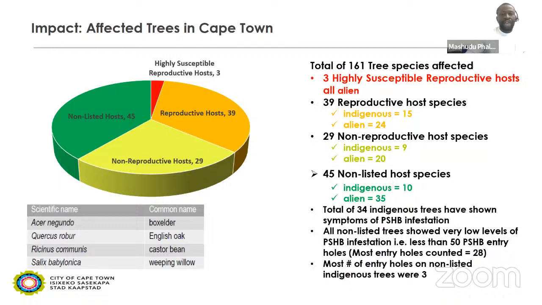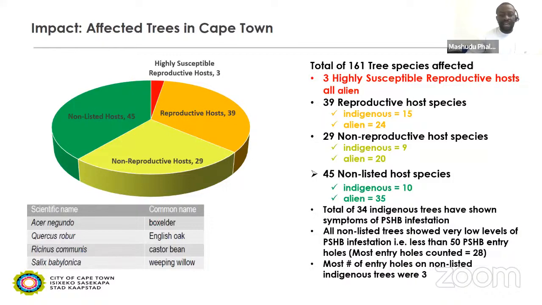We also have 39 species that fall under the reproductive host trees. Of the 39 species, there are 15 indigenous tree species that are susceptible to this beetle, which we have already found in Cape Town. Then 29 species are under the non-reproductive host category, and 9 of those are indigenous trees. So this raises a concern with regard to the impact that this beetle is having on our indigenous trees.